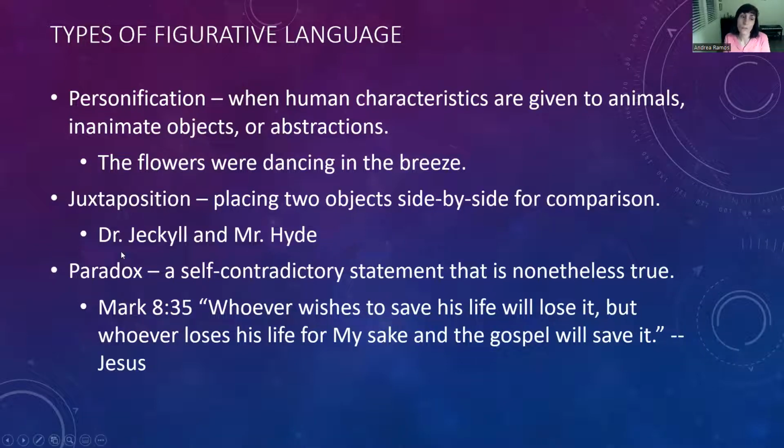And so an example would be Dr. Jekyll and Mr. Hyde. This was a story of a man who had two personalities, one very, very good and one very, very evil. And so when he changed from one personality to the next, it was almost like he was a different person. Dr. Jekyll became Mr. Hyde, and they had opposite personalities. And so they were juxtaposed in a story about this person who had two extreme personalities.